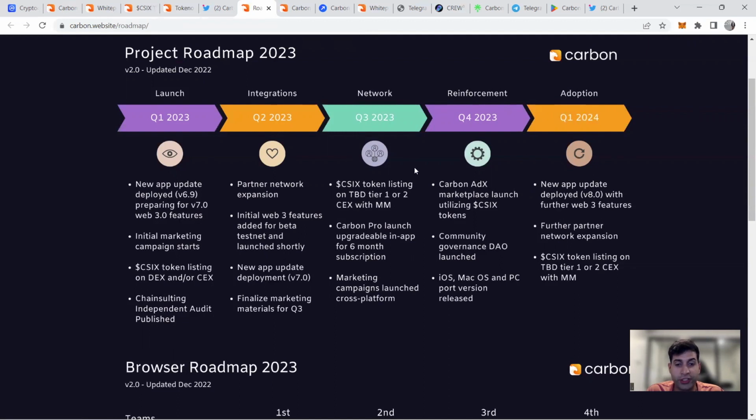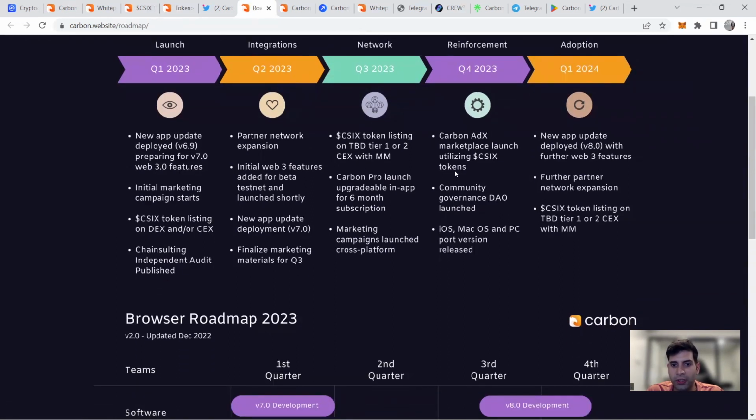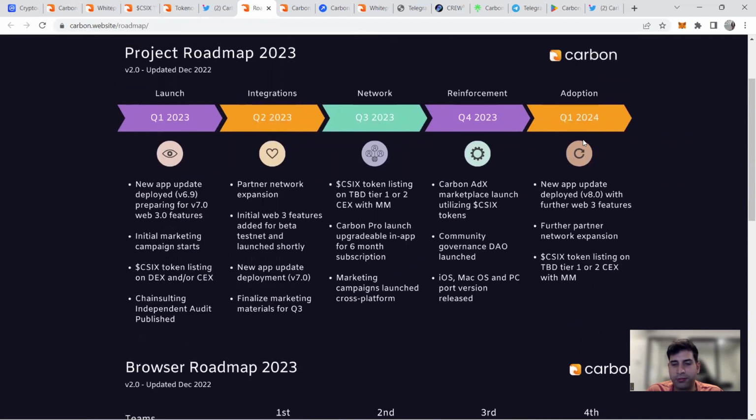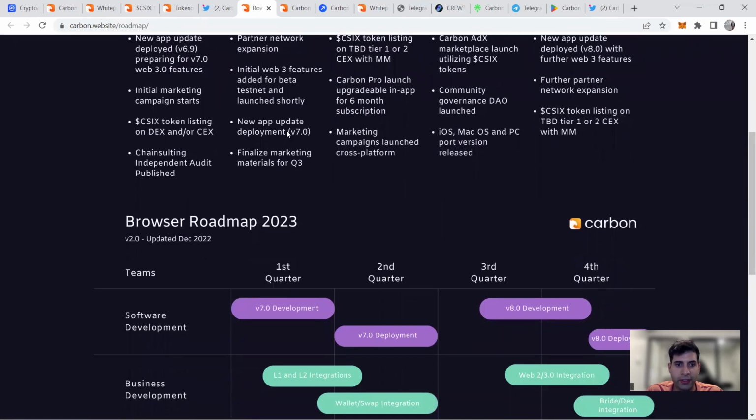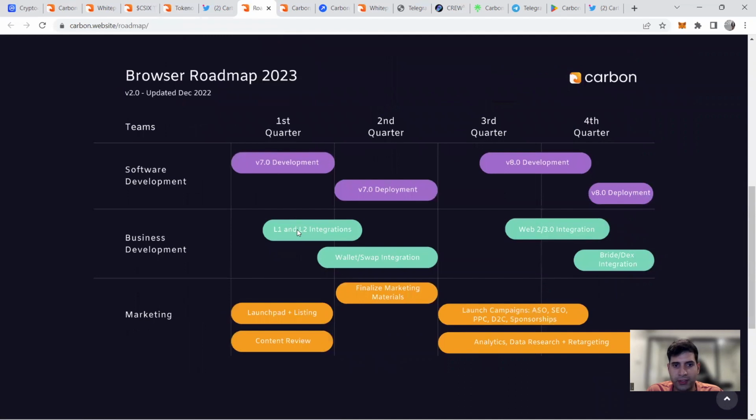Q3 is focusing on growing their network. So they're going to list on more exchanges with more market makers. They're going to upgrade with Pancakeswap Pro, and a marketing campaign is going to launch on multiple platforms. Q4 is more reinforcing the growth campaign. So they're going to have the AdX marketplace, which I've mentioned earlier, and the community. And iOS, Mac, PC will be fully released. And the adoption phase to grow is at the 12 month mark, where they will have more listings and make sure that the community knows really well about it. And that's the roadmap as well for the browser and app deployment.